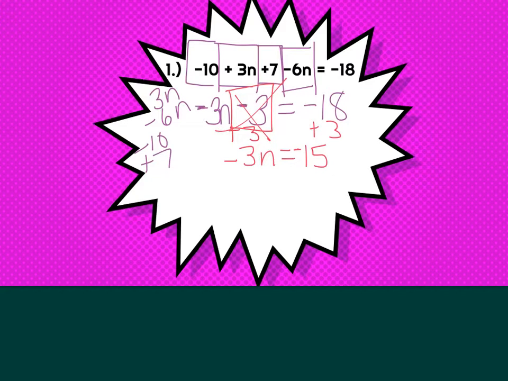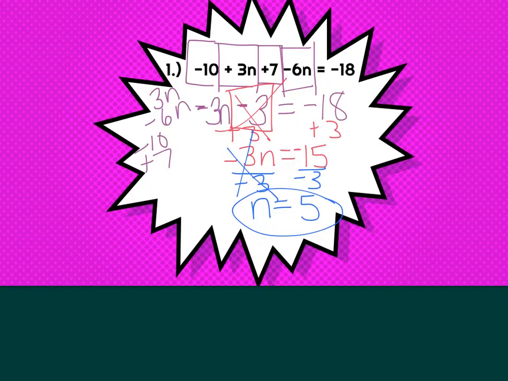Last step is to get rid of multiplication or division. Right now we are multiplying because the negative 3 is touching the n, so we need to divide by negative 3 on both sides. Don't forget that negative sign because that goes along with the 3. That cancels out the negative 3 and leaves us with just n. A negative divided by a negative is a positive, and 15 divided by 3 is 5. Your answer should have been n equals 5.